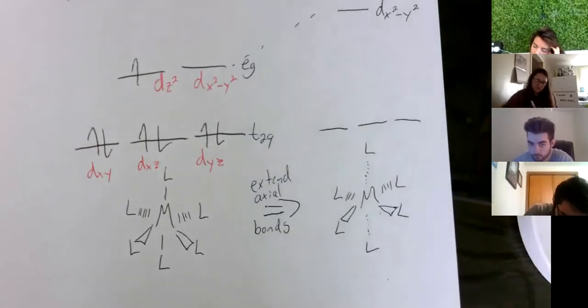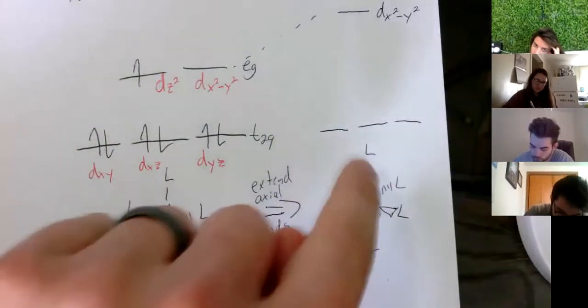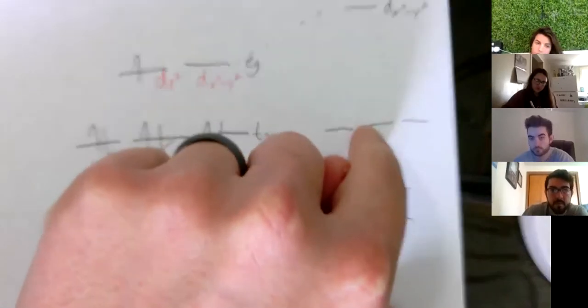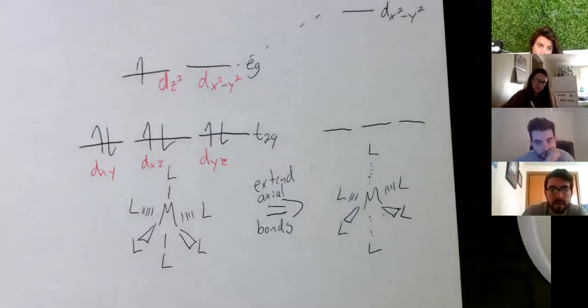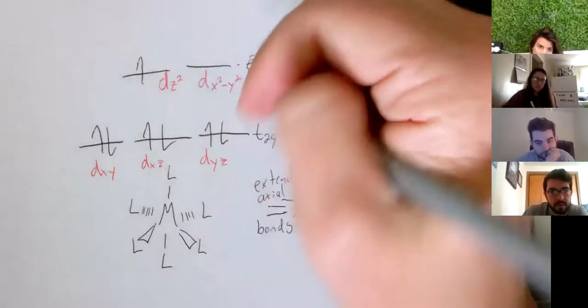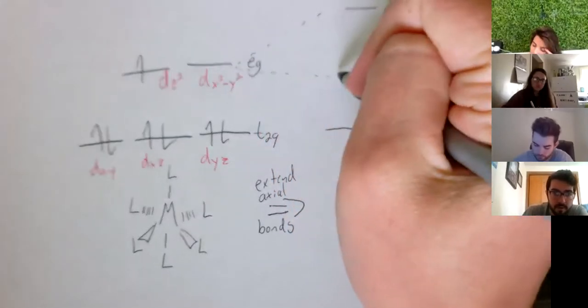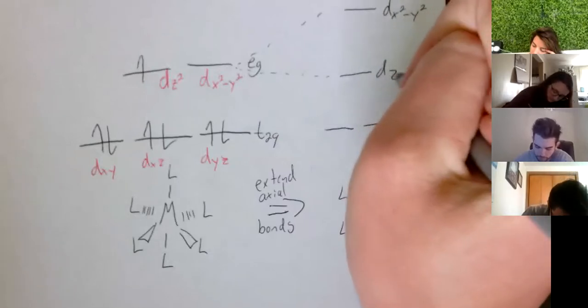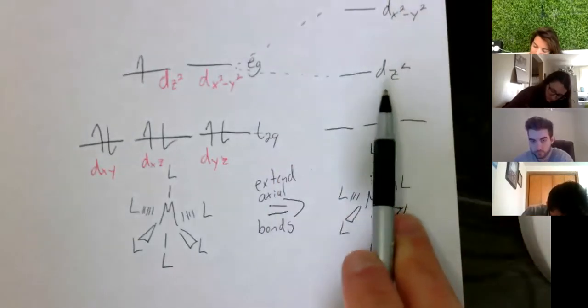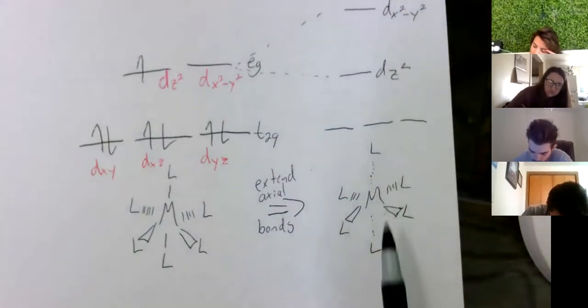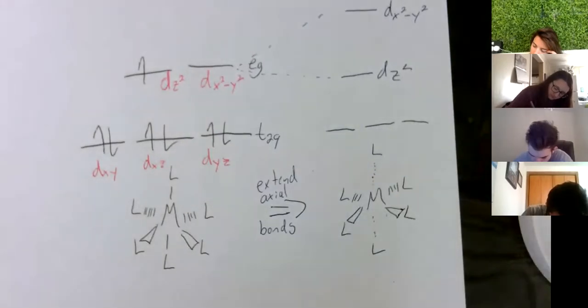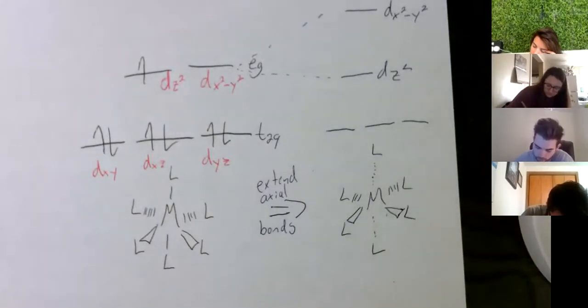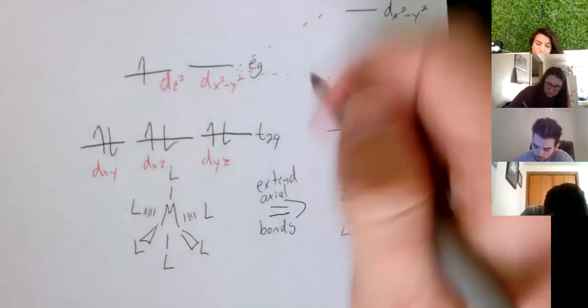What happens to the dz squared orbital? Same, it's going to get higher in energy with these ligands moving away from it. It's going to get lower in energy, you said, because it's going to get closer to the metal center. Right. So the dz squared is going to get lower in energy because these ligands move further away from that orbital, stabilizing it more.